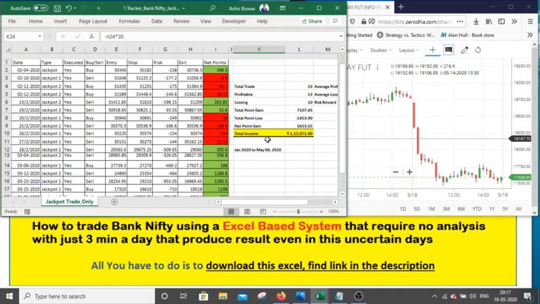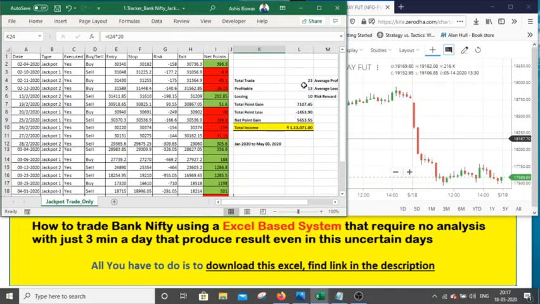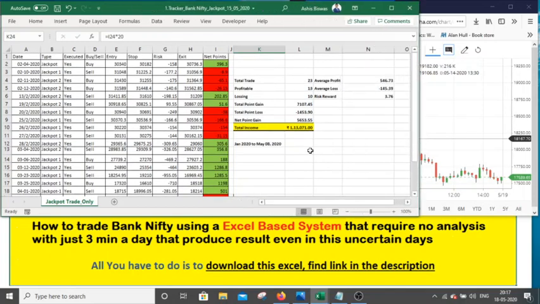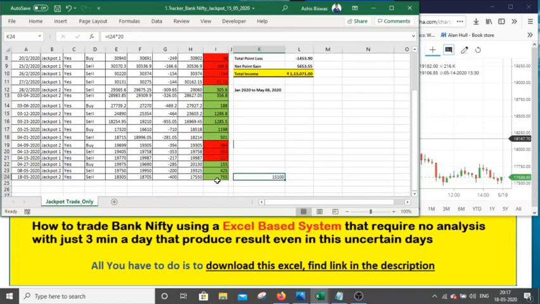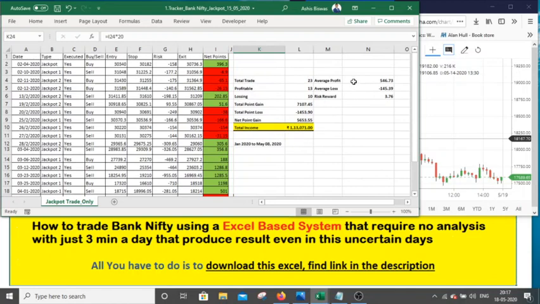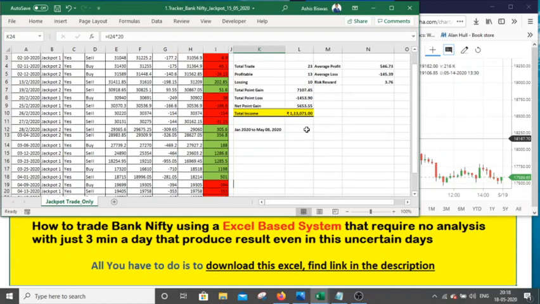As we can see, this year there were 23 trades in total. Among them 13 were profitable trades, and losing trades were 10. Total net point gain was 5653, including today's 755 points. Average profit is 546 points, where average loss is 145 points. There is a 3.76 risk reward ratio, and trading one lot this year, it has delivered 1,13,000. This is till 18th. Sorry.